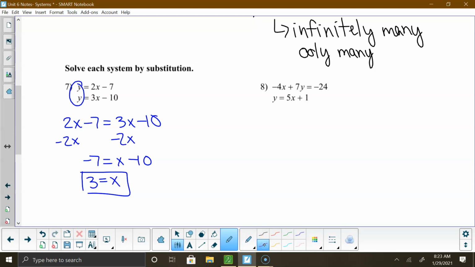Do you guys need me to plug in to get the second half of it? Or you guys know that you need to do that now? Good. Just in case you need it for your notes, Y is negative 1.